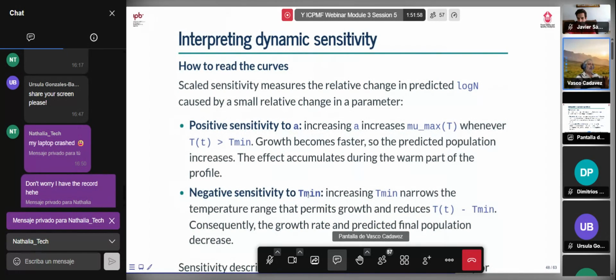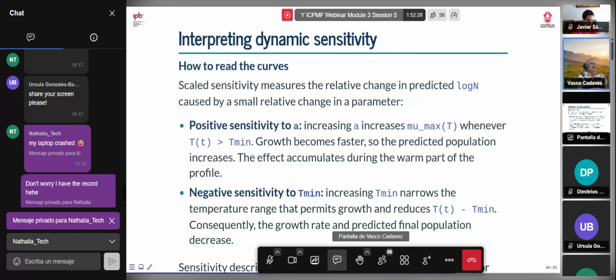For example, for the T-mean, we saw a negative sensitivity. Okay, so increasing T-mean narrows the temperature range that permits growth. Of course, if we increase this T-mean, the difference will be close to 0. In the limit, if the T-mean is equal to the temperature at time t, this difference will be 0. So the growth rate and predicted final population decrease.